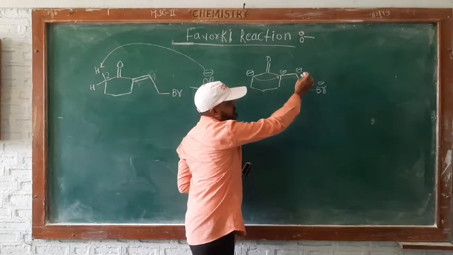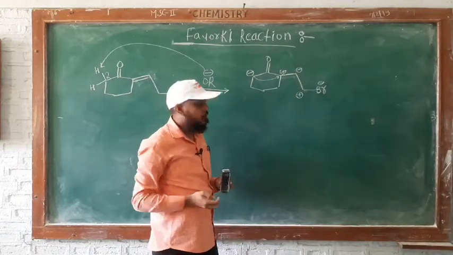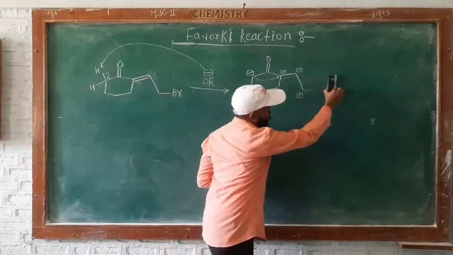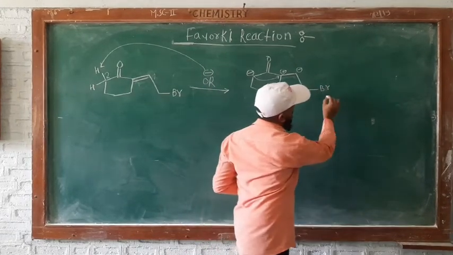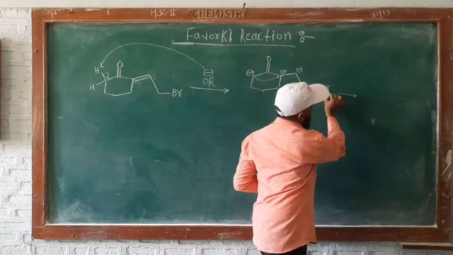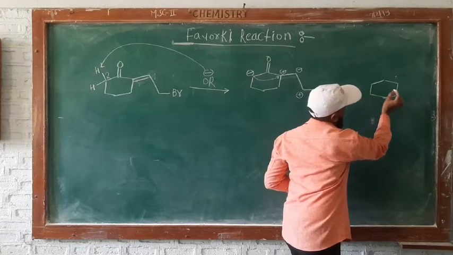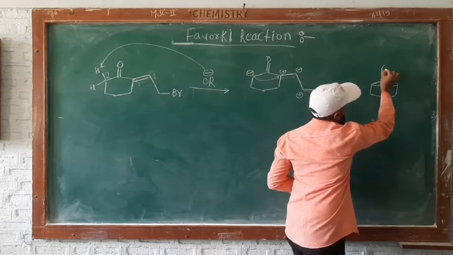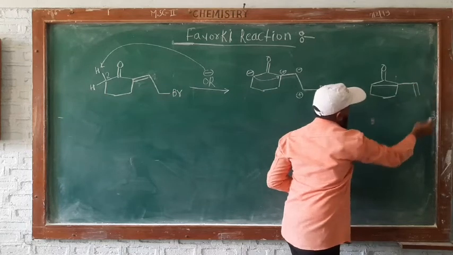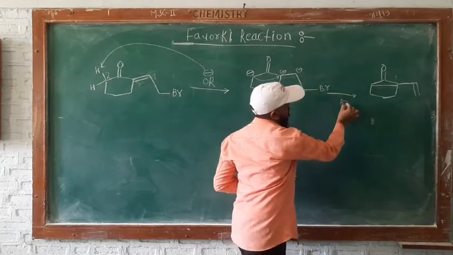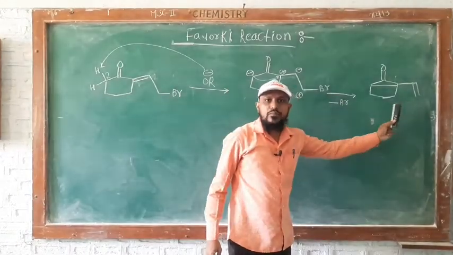Simultaneously, this positively charged carbon and this negatively charged carbon form a pi bond. Here bromine will be removed, and we will get another intermediate product like that. So we will get this type of cyclopropanone intermediate product.